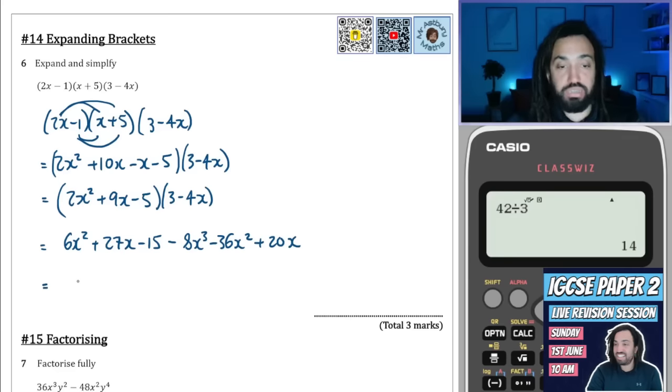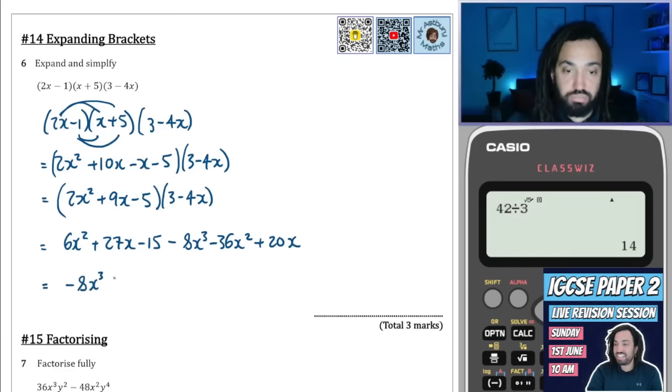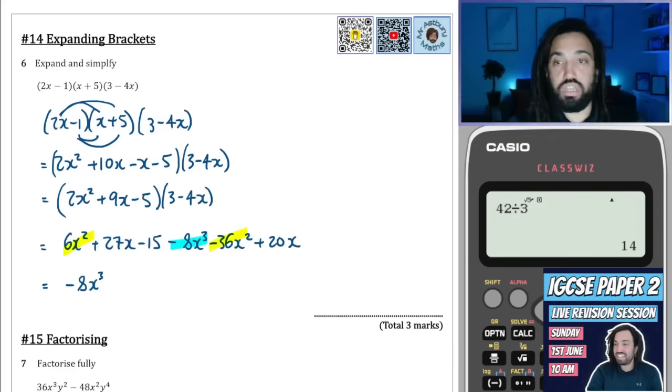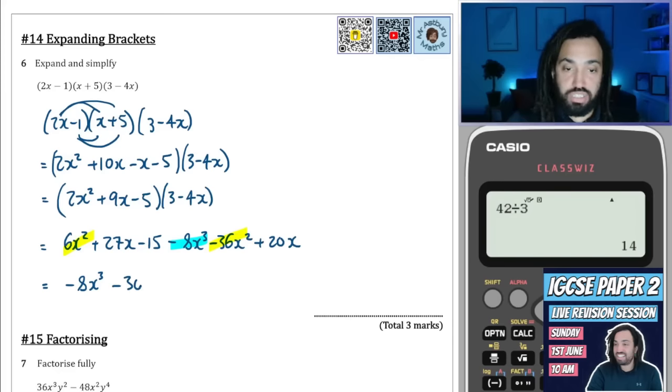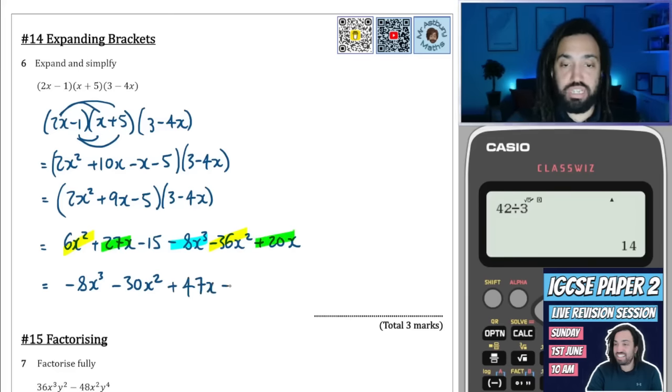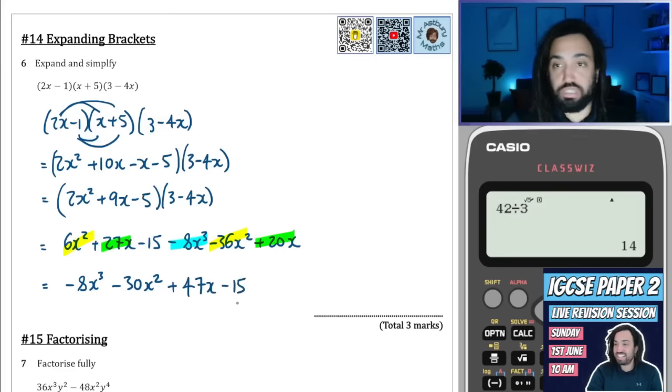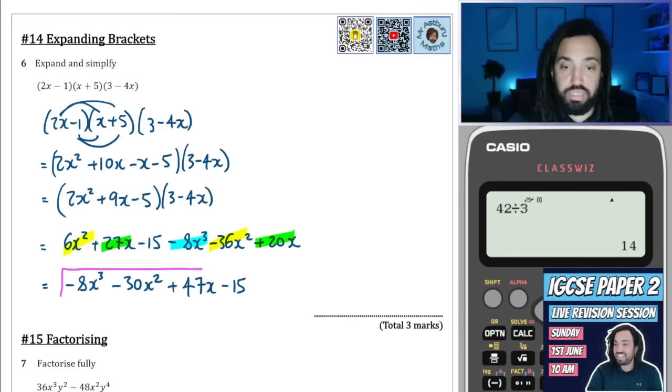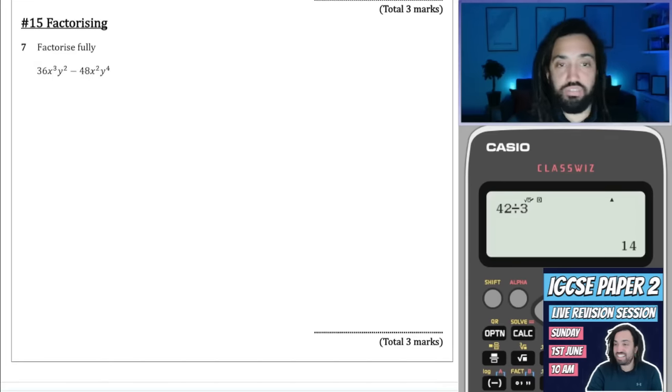Okay, so let's collect up the x cubes, of which there are minus 3. Let's collect up the x squareds, so that's going to give us minus 30 in total. Let's collect up the x's, that's going to give us plus 47. And then finally we've got minus 15, the only constant term. And that is job done.